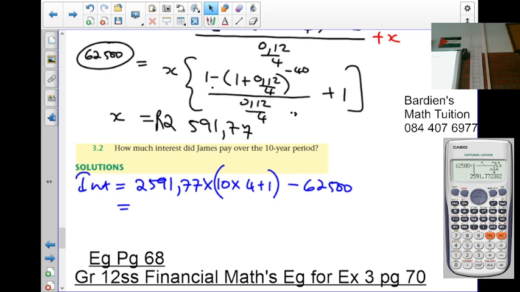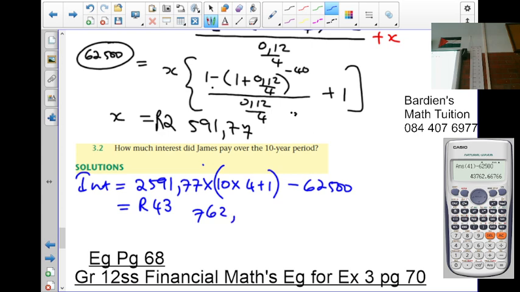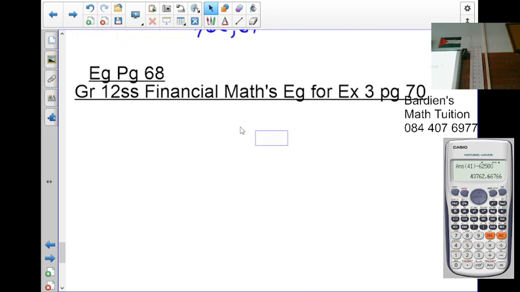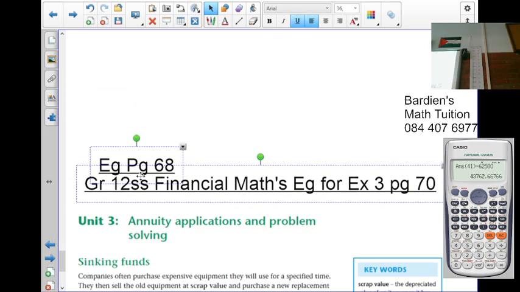Okay. So let's see. That's answer into 41 minus 62,500. That gives me 43,762 rand and 67 cents. So that's the amount of interest paid, in this case, over that period of 10 years.